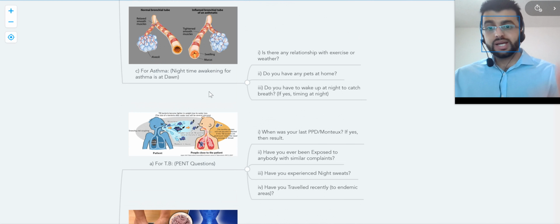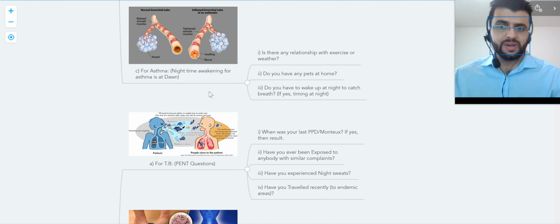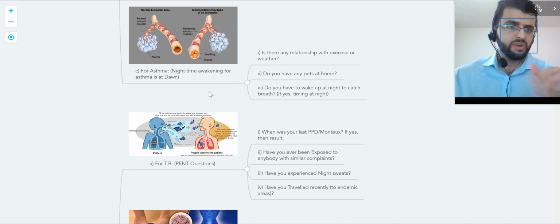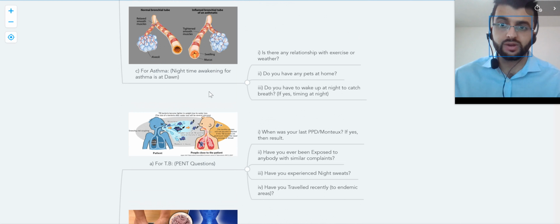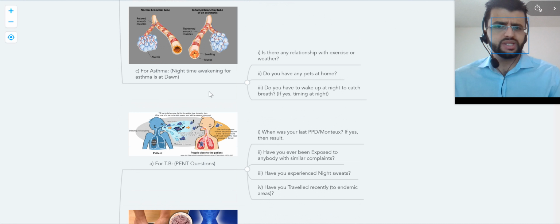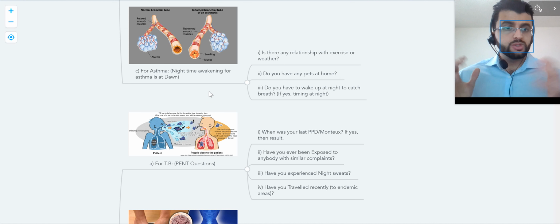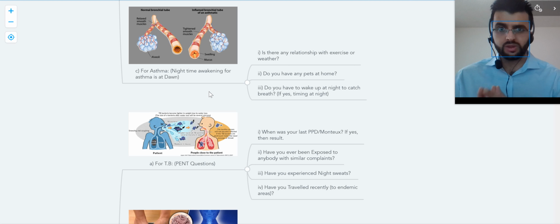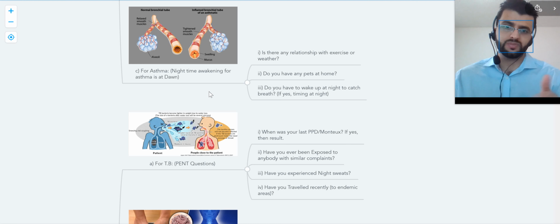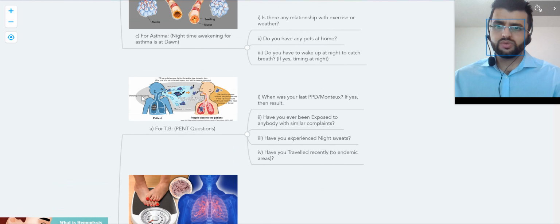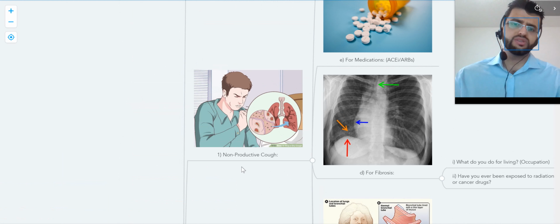For asthma, nighttime awakening, okay? Nighttime awakening for asthma, and also in the morning, okay? So you ask him, do you wake up in the middle of the night coughing, okay? Is it related to exercise? Like, does it get worse when you exercise, okay? Do you have any pets at home, okay? This is important. Do you have to wake up at night to catch your breath? If yes, then the timing. What time is it at night, okay? So this is for asthma. All of these are non-productive cough.